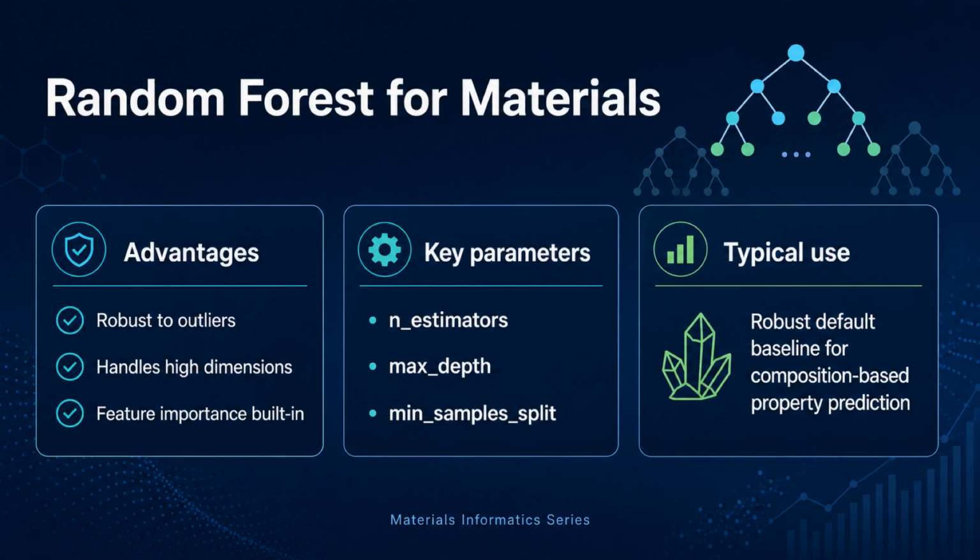Random forest is often the first choice for materials prediction. It's robust to outliers and handles high-dimensional features well. Feature importance is built-in, aiding interpretation. Key parameters are n-estimators for the number of trees, typically a few hundred, and max depth to prevent overfitting. Typical performance is good predictive accuracy.